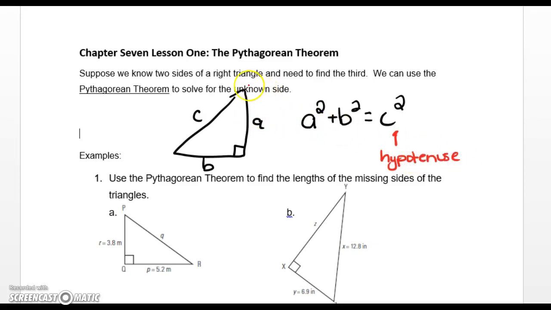So the hypotenuse is your longest side, or the side across from your 90-degree angle. And then in terms of A and B, it doesn't matter which one is which. The only thing that matters there is which one is the hypotenuse. So we're going to take a look at example number 1 from your notes, where we're going to apply the Pythagorean Theorem.